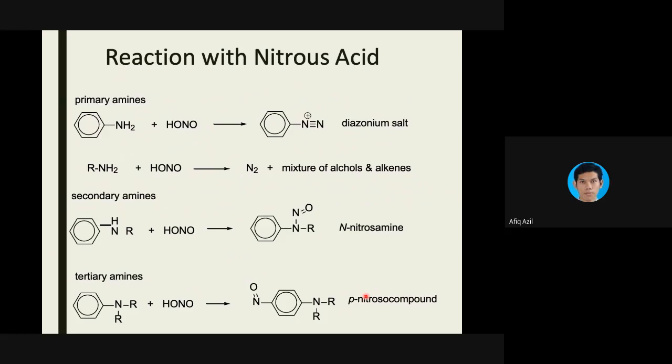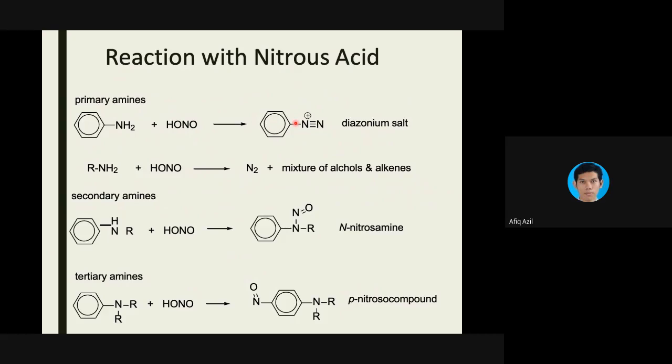And then the third reaction, okay, reaction with nitrous acid. So what is nitrous acid? Nitrous acid, the symbol is HONO. So when you have an amine reacting with nitrous acid, you are going to end up with different kinds of products. For example, here we have primary amines. You have aliphatic and also aromatic amines. So when you have aromatic amines react with nitrous acid, you are going to end up with this diazonium salt.